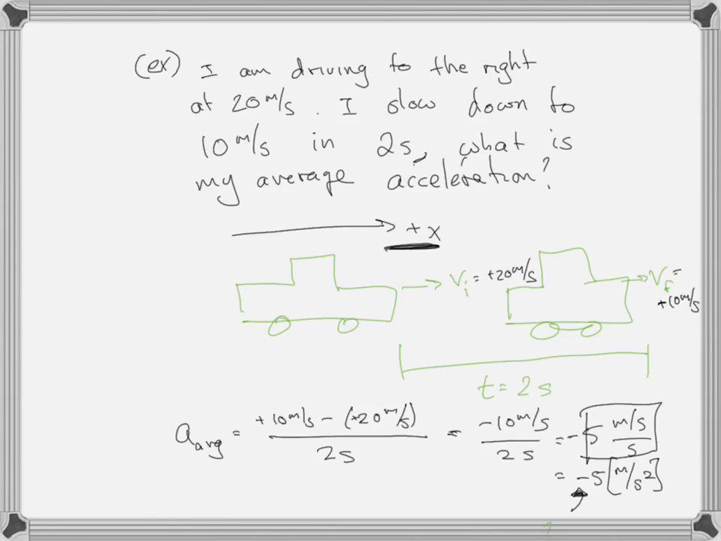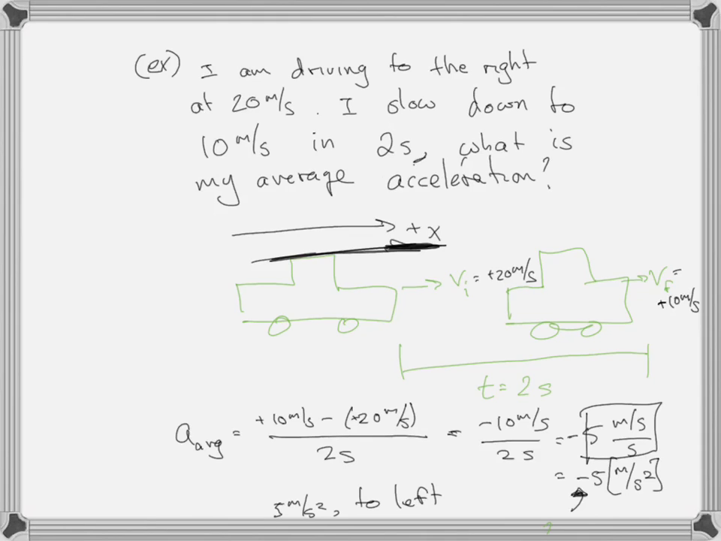This does not necessarily mean I am slowing down. It just indicates what direction I chose as positive. I chose the right as positive, so since I am slowing down to the right, I'm going to get a negative sign, which means to the left. So the answer here would be minus 5 meters per second squared given this axis, or it's 5 meters per second squared to the left. That's my acceleration. The minus sign just tells me direction, right? It's 5 meters per second squared to the left.